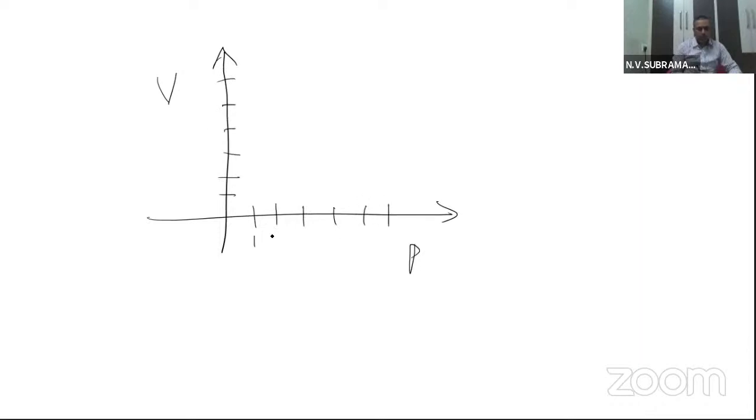Okay, 1, 2, 3, 4, 5, 6 like this, in Newton per meter square. This is, let us say, volume values 1, 2, 3. These are only sample values, children, not exact values, to show you that when the pressure is less, volume is high. But as you increase the pressure, volume starts decreasing. That means what happens? The graph will come like this.